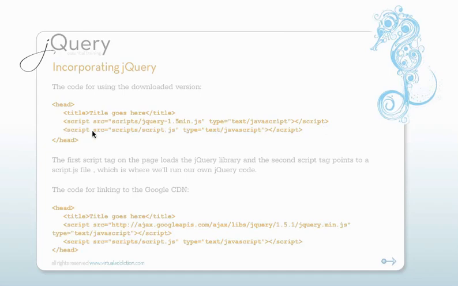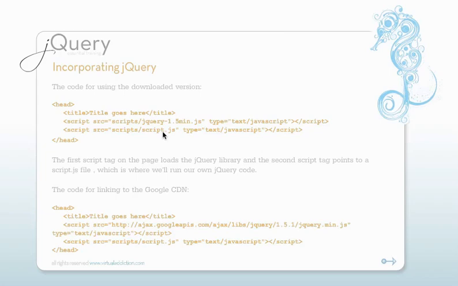We also have another script tag that you're going to need to put in the code, and you can see that this one basically says script src equals scripts/script.js. This file right here is a script tag that's pointing to a JavaScript file. This is where we'll run all of our own jQuery code. So the first script tag is going to basically load the jQuery library. The second script tag is actually where we'll put all of our own jQuery and JavaScript code. So when you download the library, that's the most common approach.